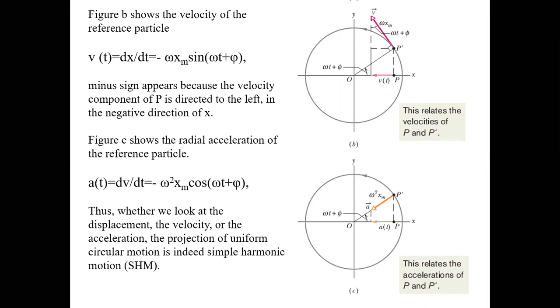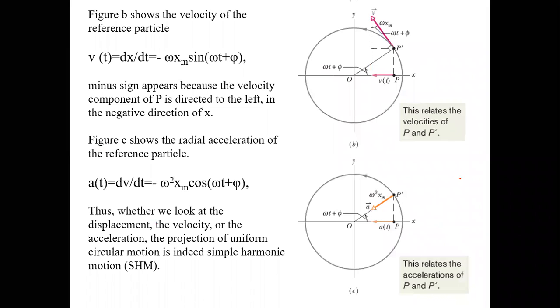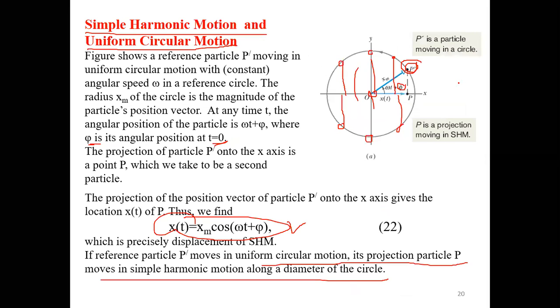In the previous slide, I showed the angular displacement of the particle moving in a circular path, which follows simple harmonic motion. Now the velocity: if you differentiate the previous expression, this x(t), with respect to time, dx/dt, that will give you the velocity. The velocity will be along the tangential direction. Then if you differentiate this expression, you will get the expression for the acceleration.